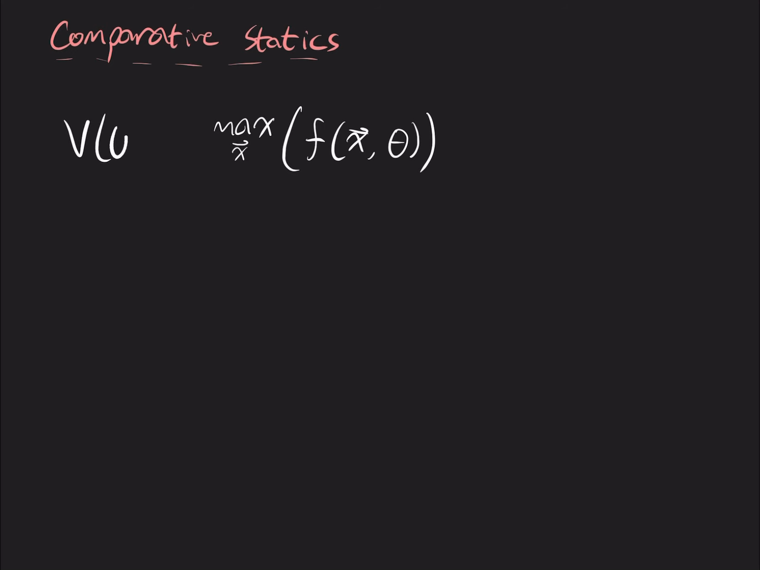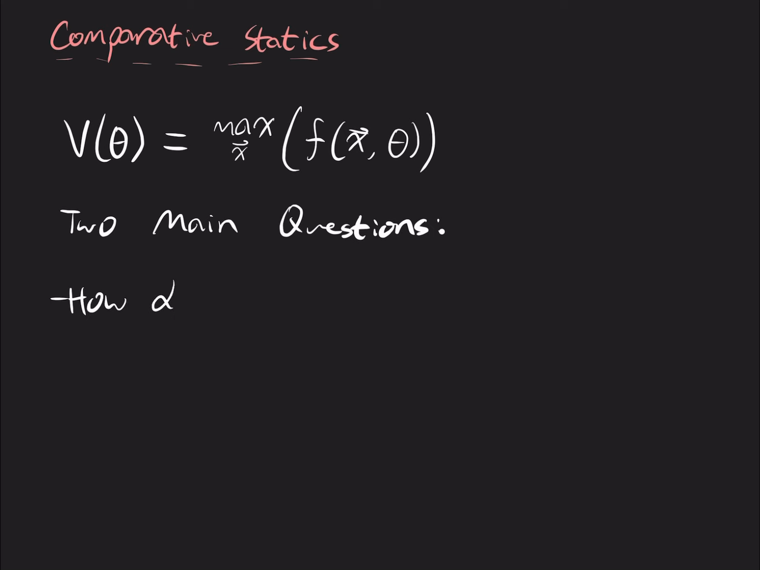So we're going to define the value function v as the actual solution to the problem you get once you've found the maximum value. So whereas x star is the optimal value, you plug that back into your function, and that's what you get for this value function. So there are two main questions that we concern ourselves with in comparative statics.